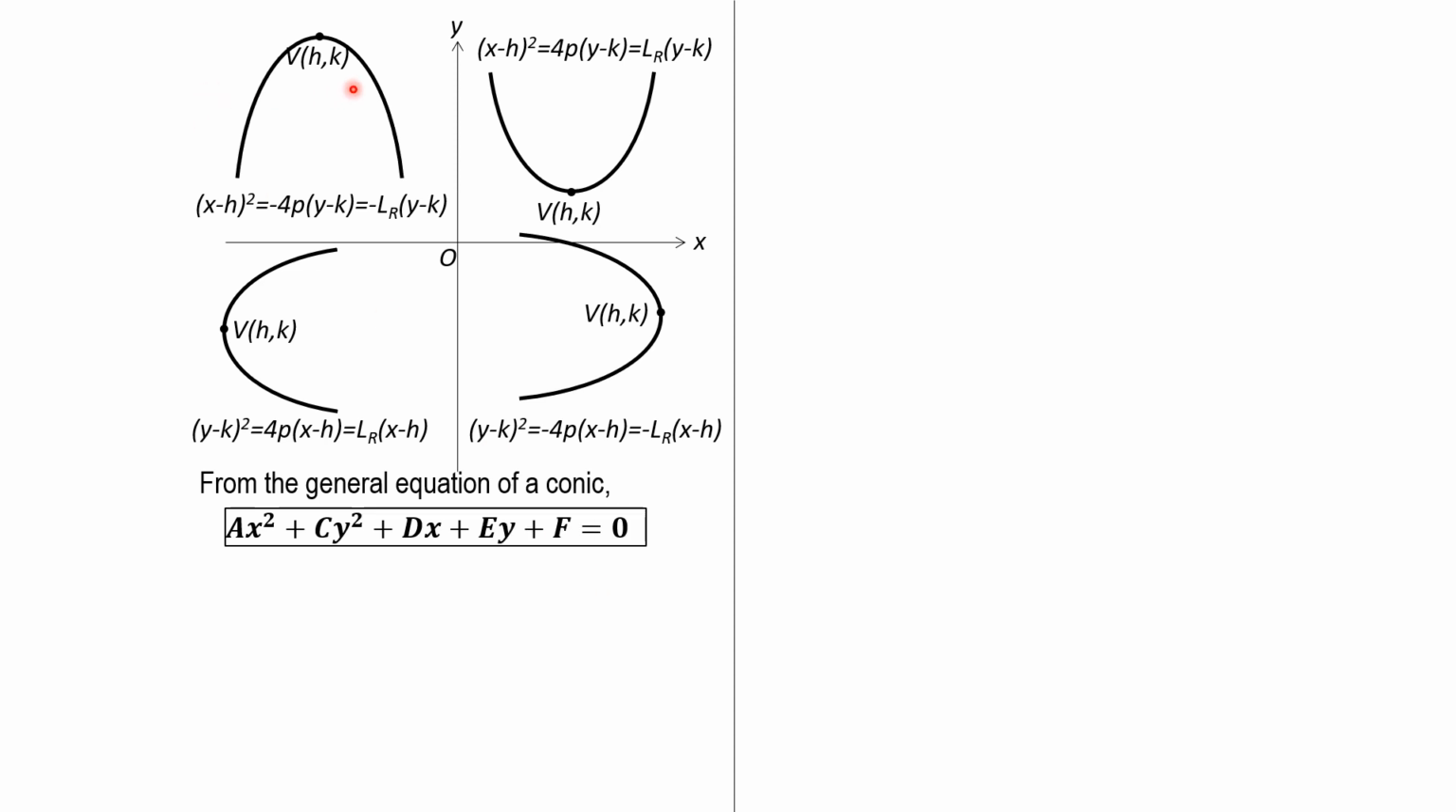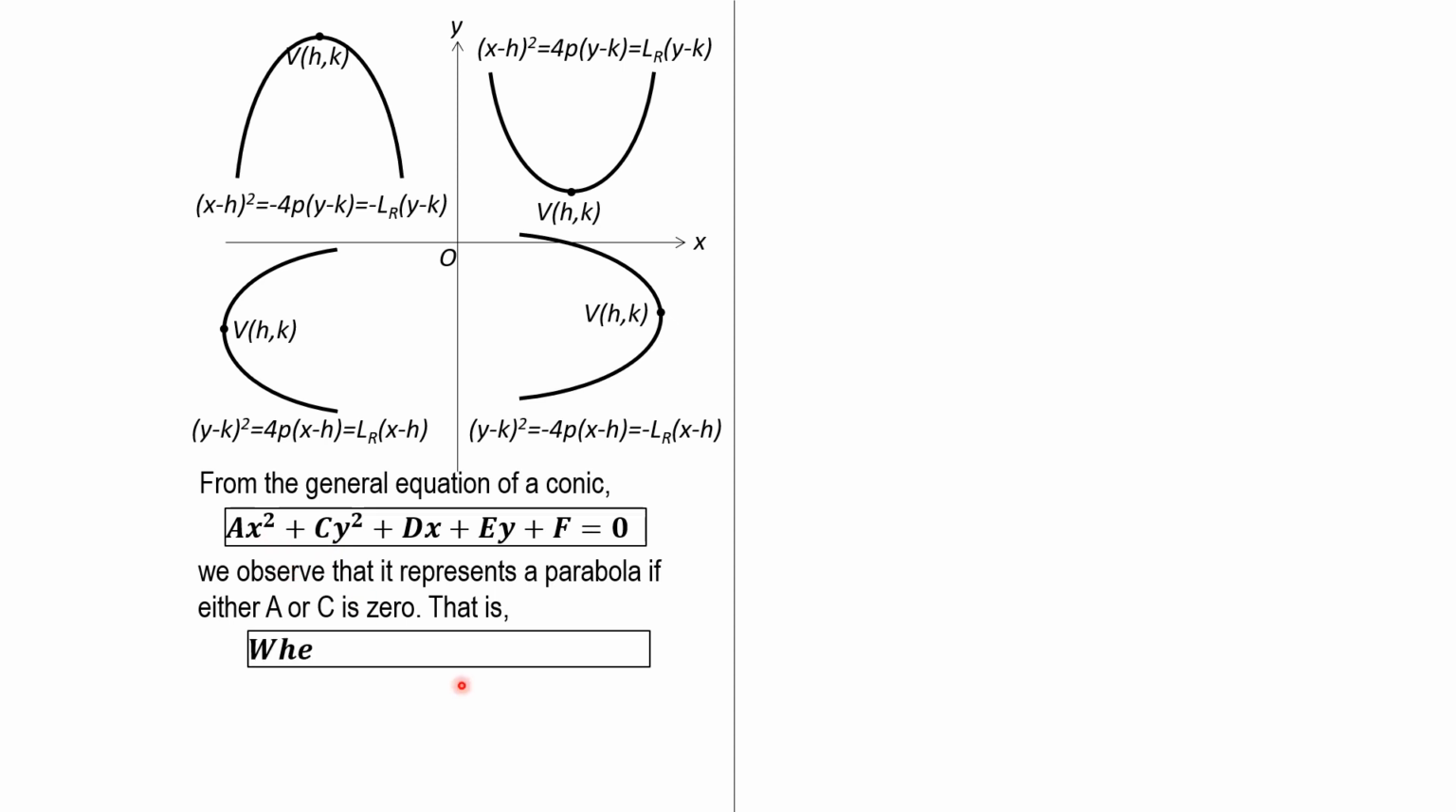And we recognize that for a parabola, only one second degree term is present. It is either x squared or y squared that is present. So both cannot exist at the same time. So one is set to 0, the other is present, and vice versa. Therefore, for a parabola, either a or c is 0. So when either a or c is 0, the product AC should be 0. So when AC is 0, it is a parabola.